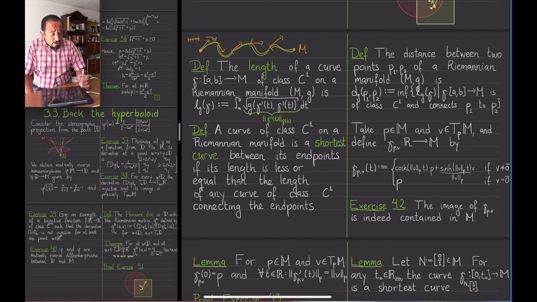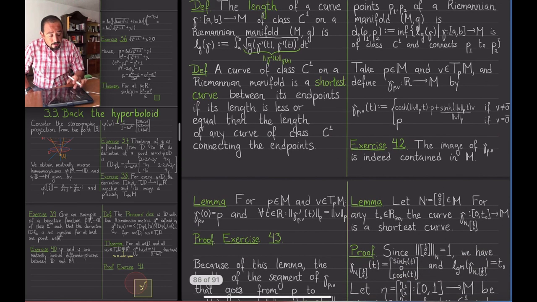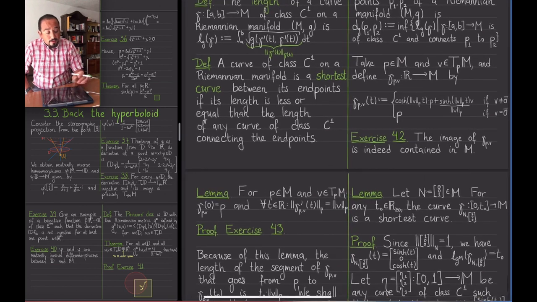Right, of course, one of the things one would have to check is that the image is indeed in M, right? So this I leave as an exercise. It's not hard, right? Because this curve, I said the basic idea, but how do I know that this indeed always lies on M, always falls inside M? So okay, that's an exercise.